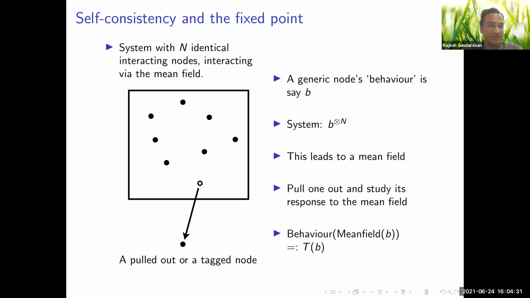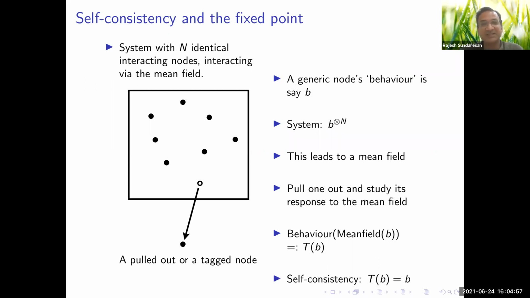So here is a particular initial behavior that you started with that created the mean field, and you're examining how one particle responds to this mean field. And so that's a function of this original behavior that you started with. Let me call that T of B. So it's the outcome behavior, or a response behavior, to a mean field that comes from B.